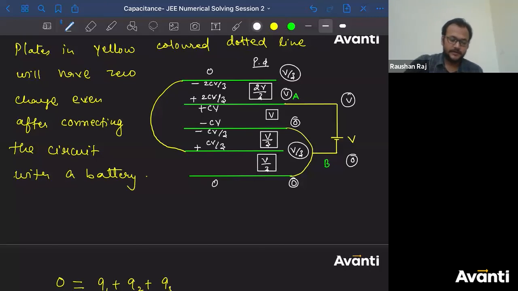All right, let us move on to these faces. So this is V by 3 and this is 0. This will have positive charge and this will have negative charge. Again, the potential difference is V by 3 and the capacity is C. So the charges will be CV by 3 and minus CV by 3.